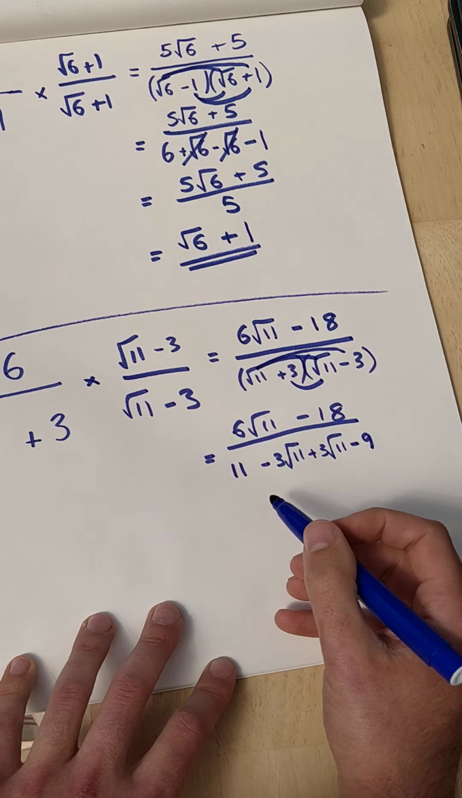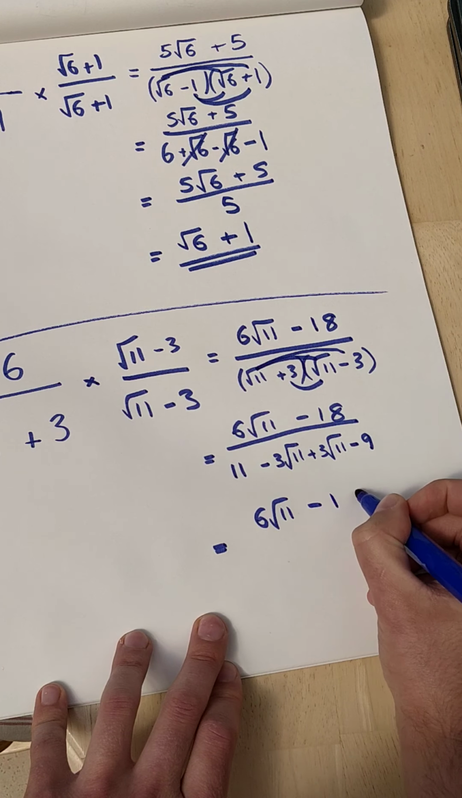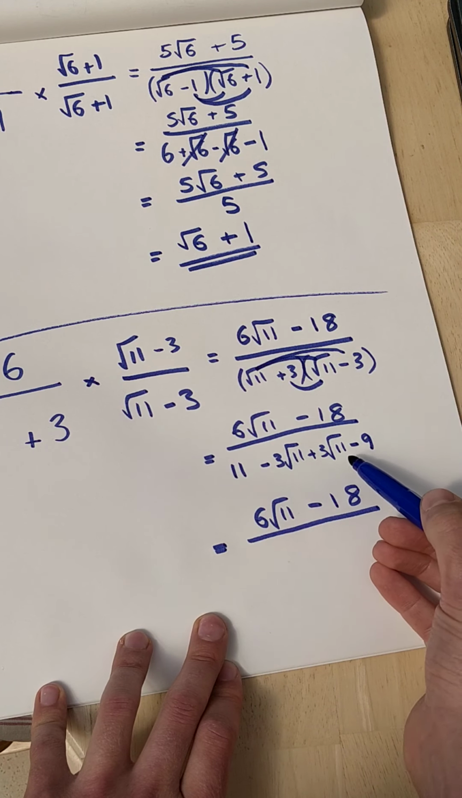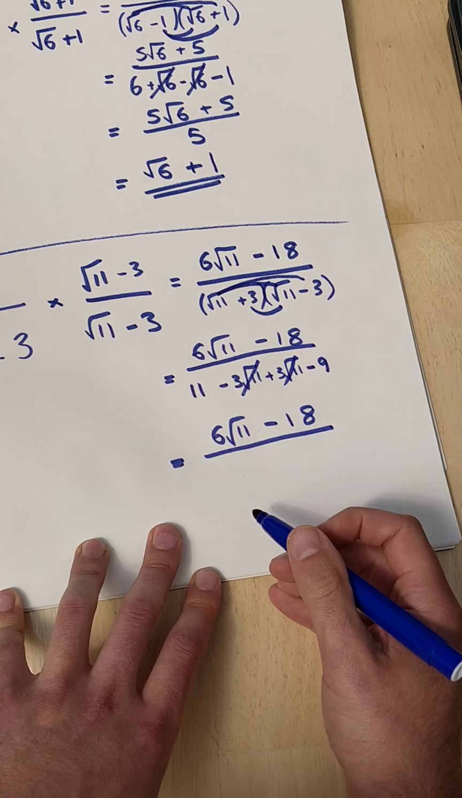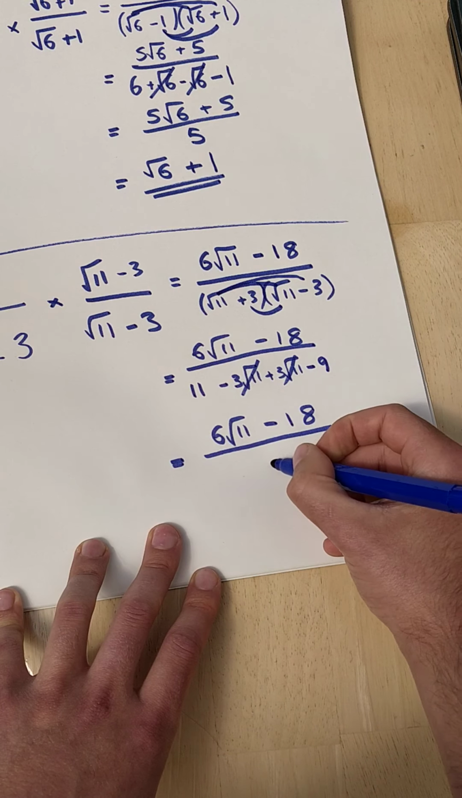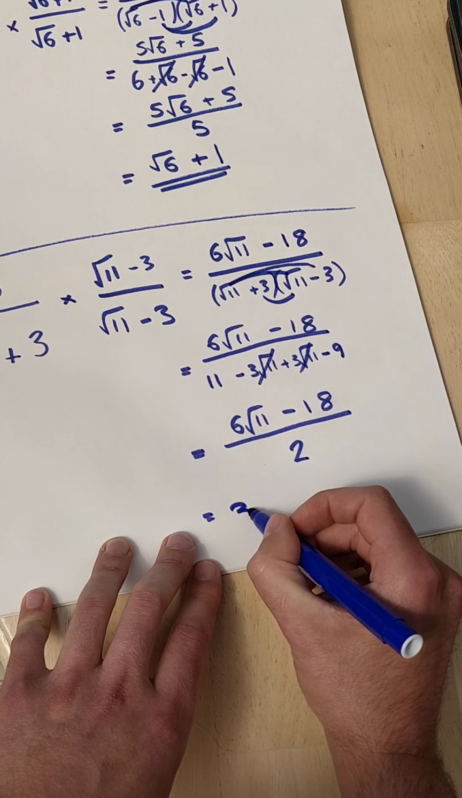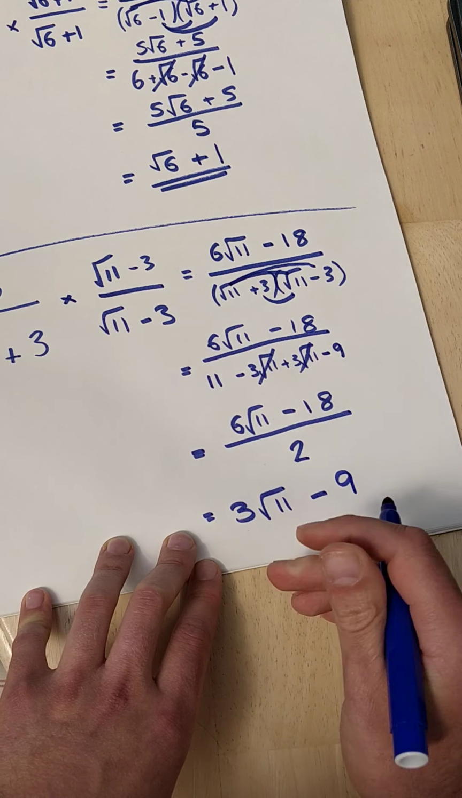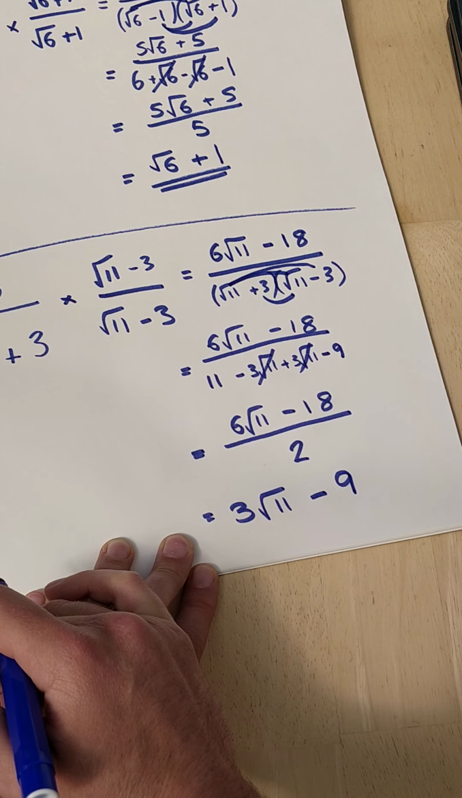Okay? Now from there, the top again stays exactly the same at this point. Okay, and here I've got a negative 3 root 11 and a positive 3 root 11. So these two cancel each other out. So I've got 11 take away 9, which is 2. And here I would have 3 root 11 take away 9.